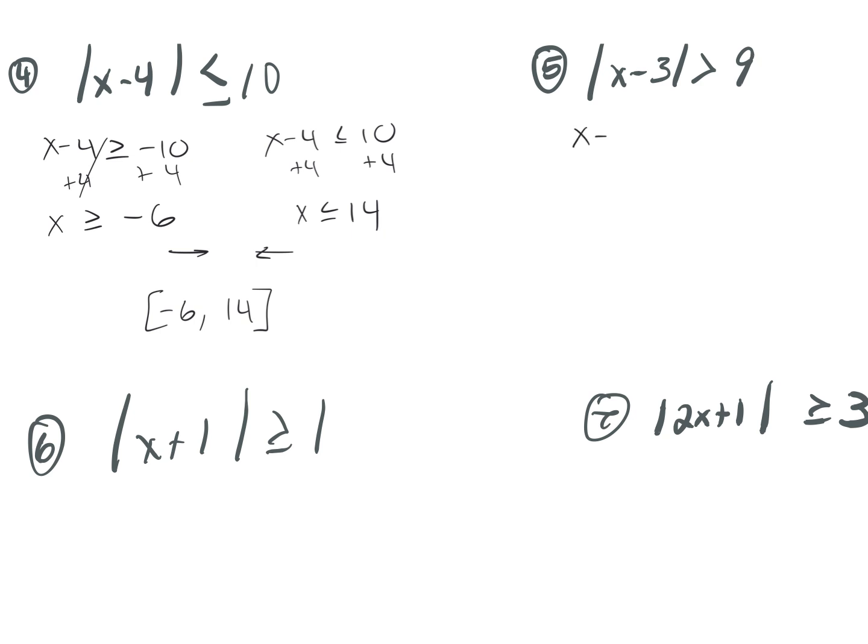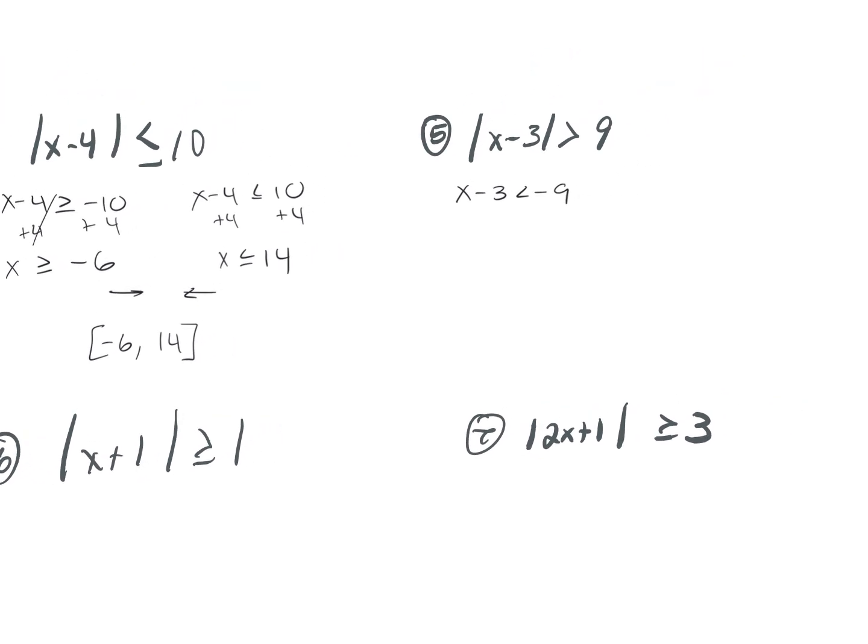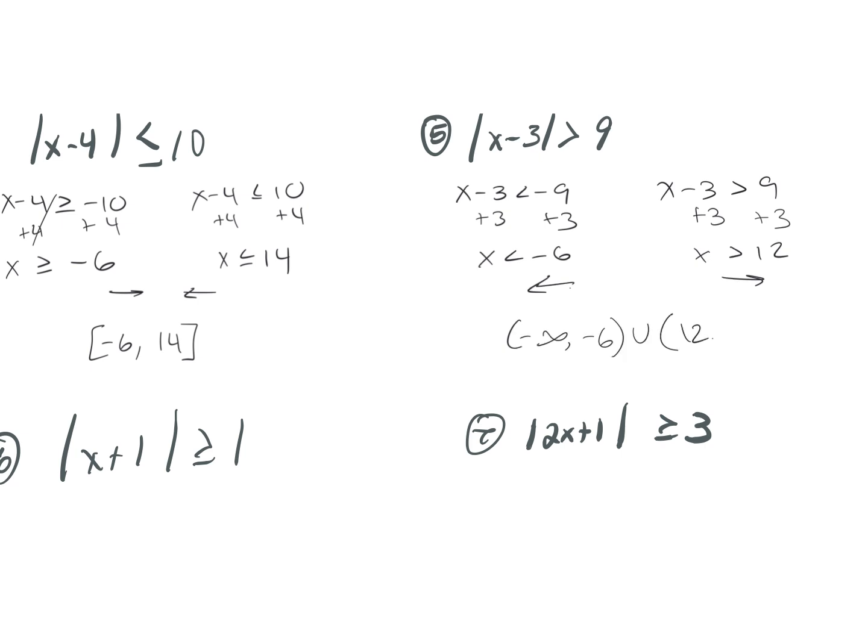We do the same thing for 5. So we get x minus 3 is less than negative 9, and then x minus 3 is greater than 9. I'll go ahead and add the 3, and we get x is less than negative 6. We add the 3, and we get x is greater than 12. This one's pointing left. This one's pointing right. So it means it's an OR type of inequality. So it's going to be from negative infinity to negative 6, union 12 to infinity.